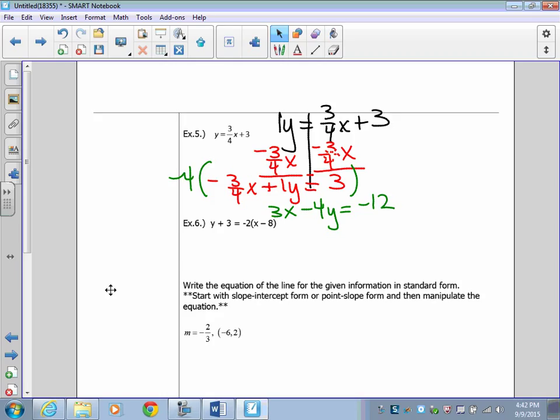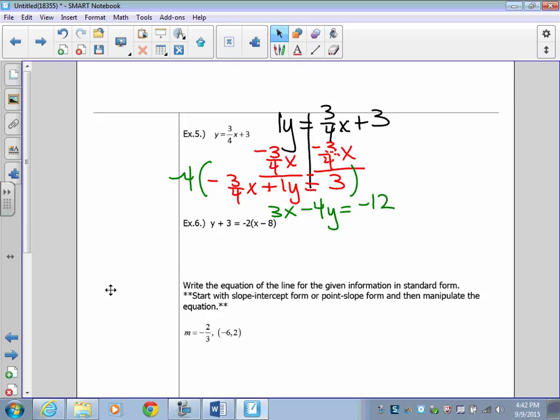So how do I turn that fraction into a whole number? I have to multiply using the number on the bottom. We also want my AX positive, so therefore I need to multiply by a negative number. I use whatever number is on the bottom. In this case, I'm going to multiply the entire equation by negative 4. Negative 4 times negative 3/4 x gives me a 3x. Negative 4 times positive 1y gives me a negative 4y. And negative 4 times 3 gives me a negative 12.